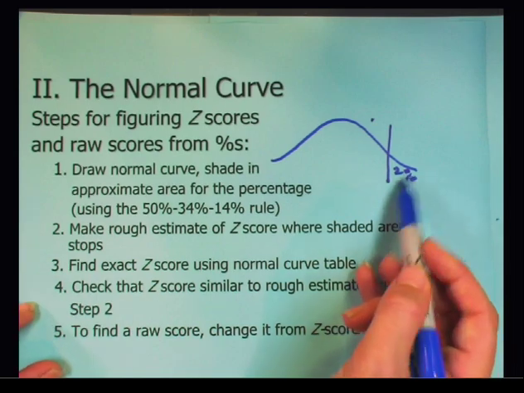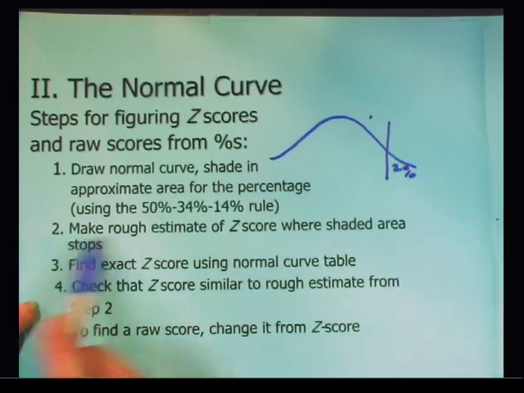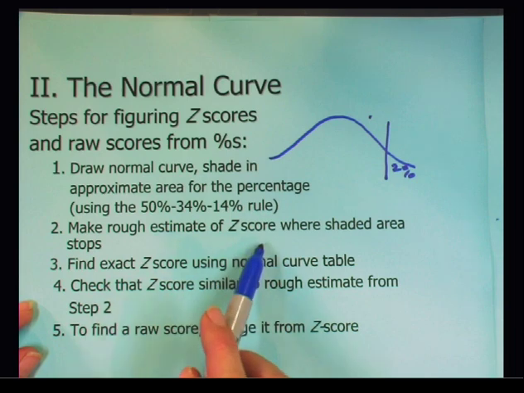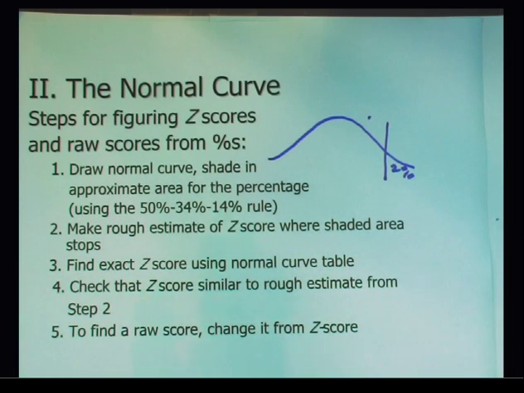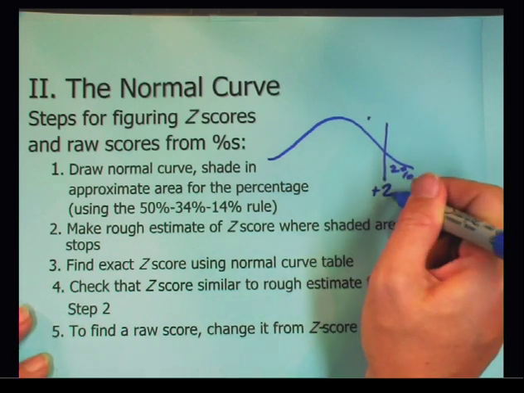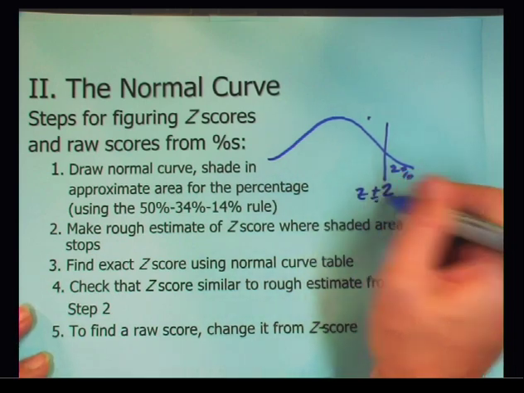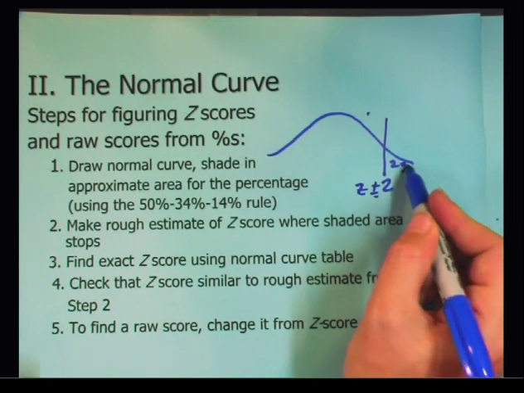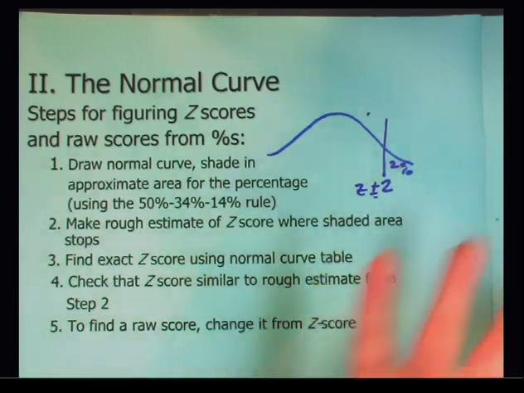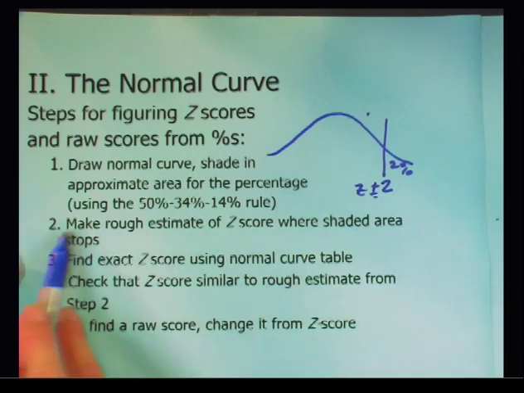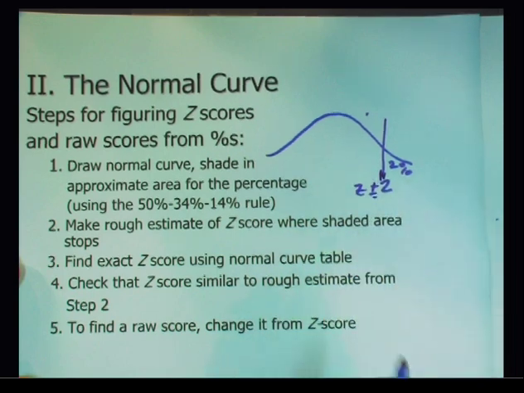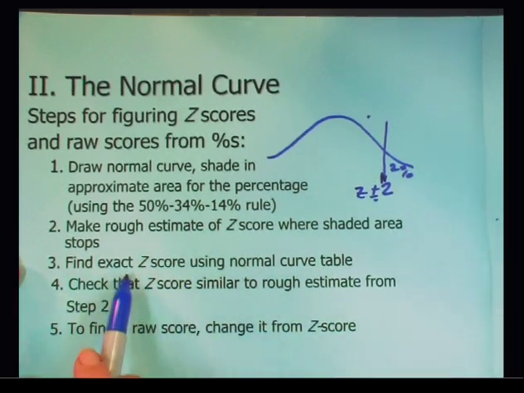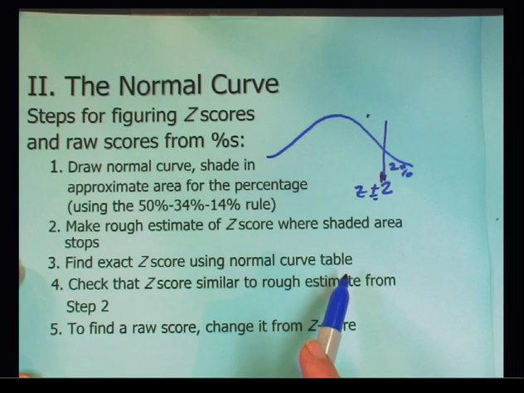We already know it's approximately 2% here. Make a rough estimate of the z-score where the shaded area stops. Here the rough estimate is +2 for this z-score, but say that it was 1.5%, you would still make a rough estimate of 2. Use one of these estimates that you already know. Once you've made this rough estimate of where this stops, you're going to find the exact z-score using the normal curve table.